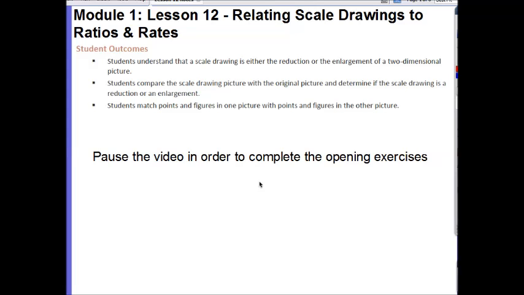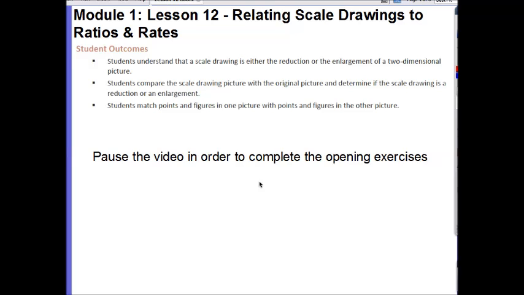Today's lesson is Module 1, Lesson 12, Relating Scale Drawings to Ratios and Rates. Your outcomes for today's lesson are: students understand that a scale drawing is either the reduction or the enlargement of a two-dimensional picture. Students compare the scale drawing picture with the original picture and determine if the scale drawing is a reduction or an enlargement.